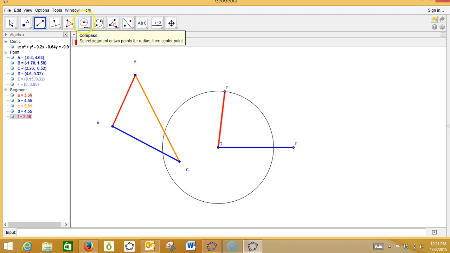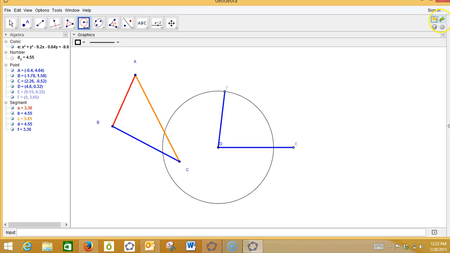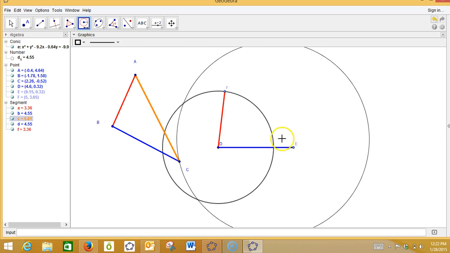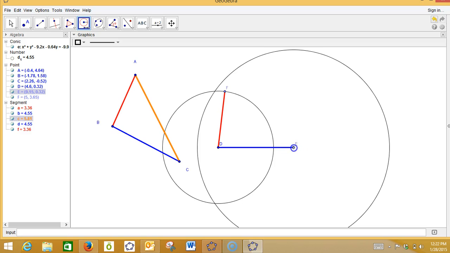So I'm going to do the same thing. I'm going to grab the compass tool. I'm going to click on AC. It just makes a circle with that segment as a radius. So now I'm going to center my next circle over here at E.